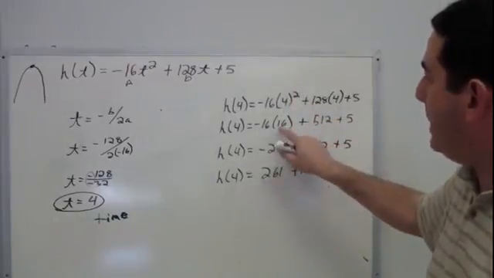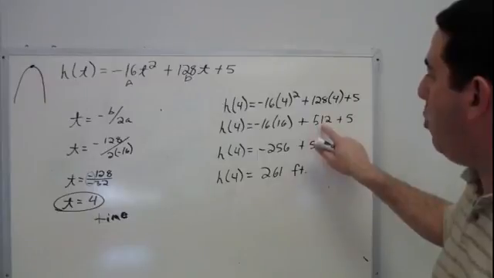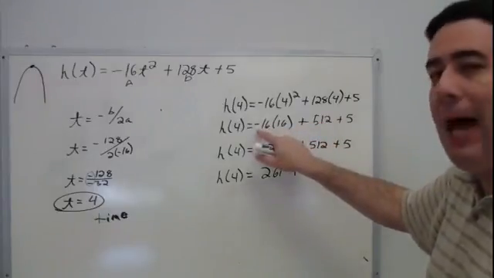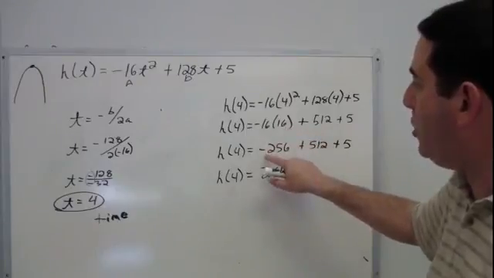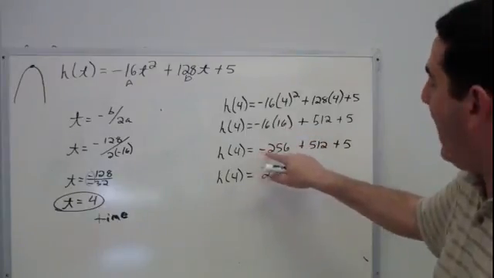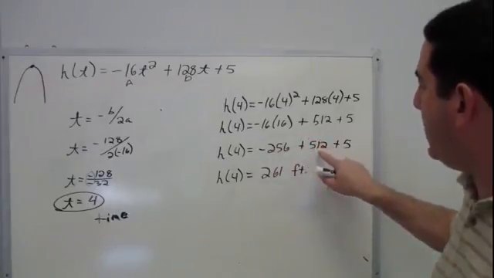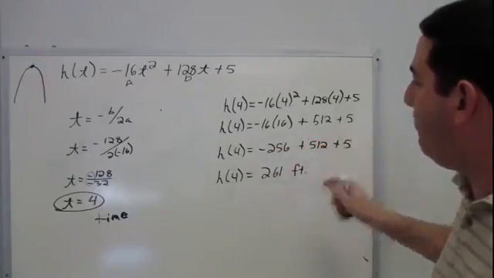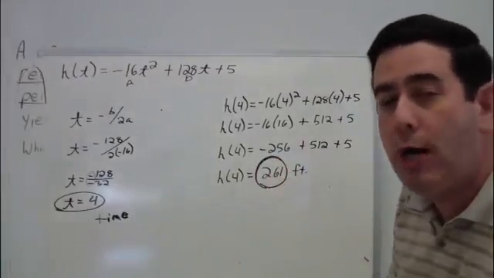4, if you square it, makes 16. 128 times 4 is 512. When I multiply negative 16 times 16, I get negative 256. And if I add across this row, negative 256 plus 512 plus 5 more, turns out the maximum height was 261 feet.